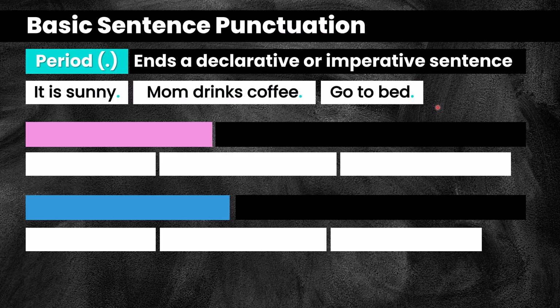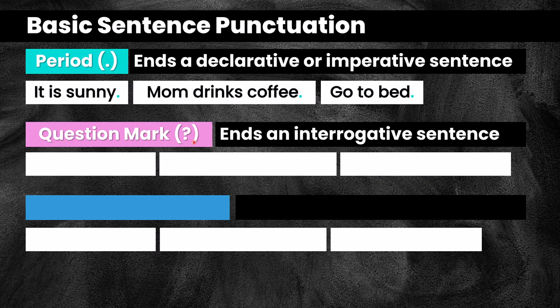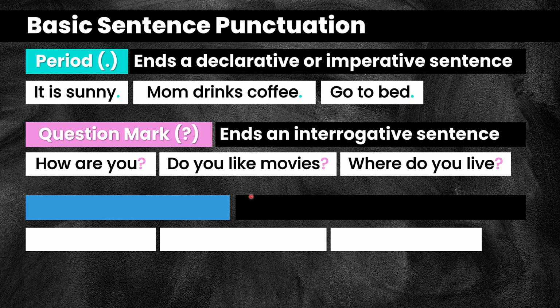Then we would add an exclamation mark at the end of the sentence. Next, we use question marks to end an interrogative sentence or a question. For example, how are you? Do you like movies? Where do you live?